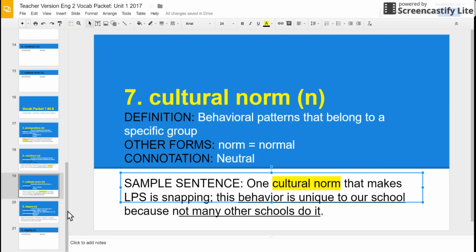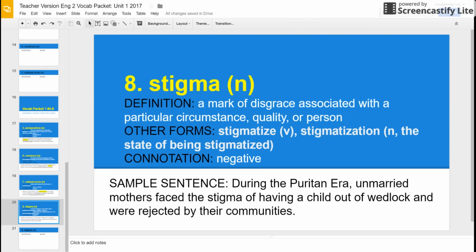The next term we're going to look at, we're going to end with stigma, and this is a noun. So the word is stigma, and it has some interesting forms. We have stigmatize, which is a verb, and stigmatization. Again, that's stigmatization, and that's the noun. That means the state of being stigmatized. So a stigma is a mark of disgrace associated with a particular circumstance, quality, or person. So disgrace, it's not surprising that this term is negative.